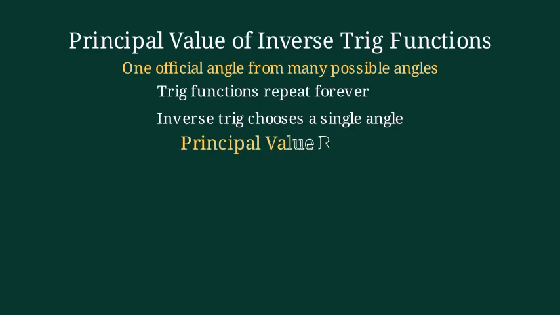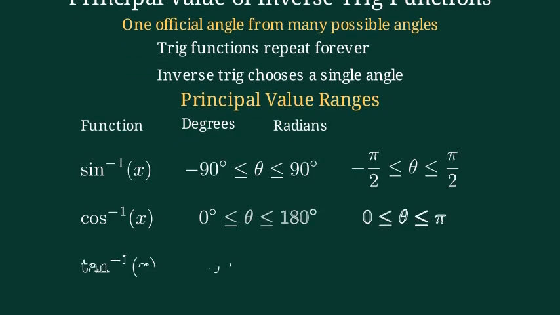Here are the standard principal ranges. Sine inverse and tangent inverse use -90 to +90. Cosine inverse uses 0 to 180.